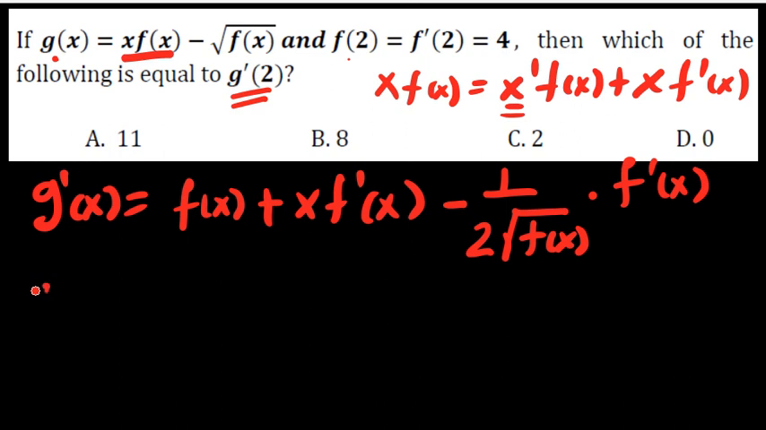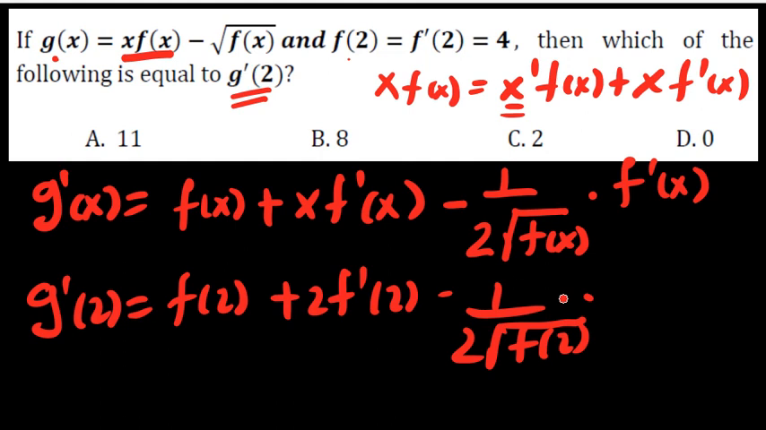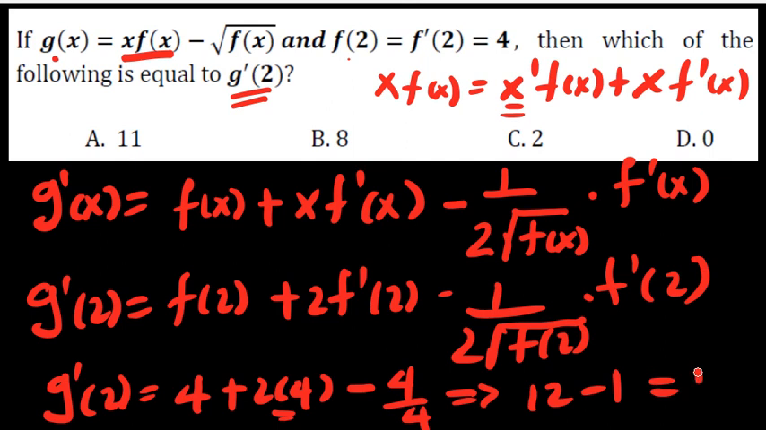Therefore at this point let's substitute 2. So g derivative at 2 means now I'll insert everything: f of 2 plus 2 times f derivative at 2 minus 1 over 2 times the square root of f of 2 times f derivative at 2. Therefore g derivative at 2 means now we have 4 plus 2 times 4 minus 4 over 4, I can say. The reason is that this is also 4. The square root of 4 will be 2. 2 times 2 will be 4 still. So this one is 8. 8 plus 4 is 12. So 12 minus 1 will be 11. The answer is found in A.